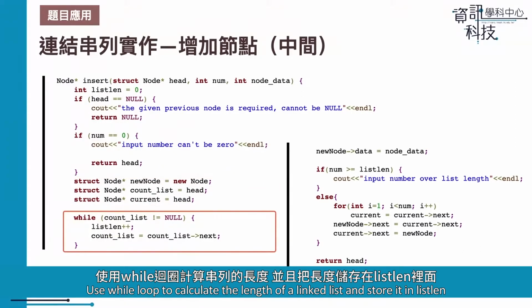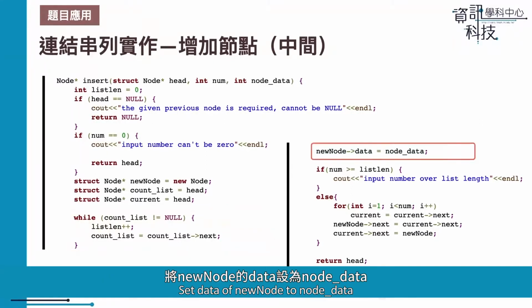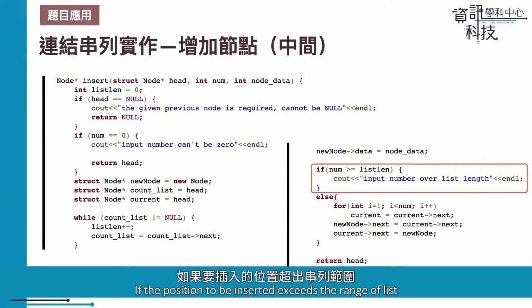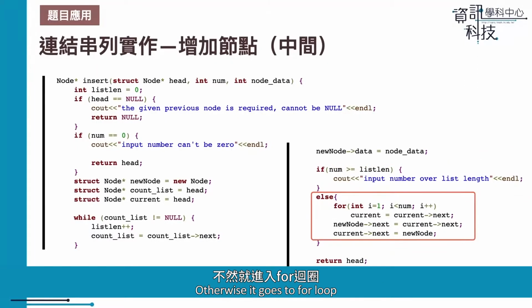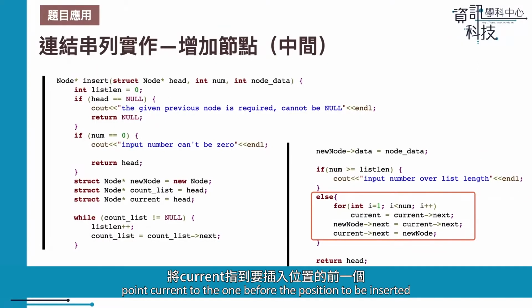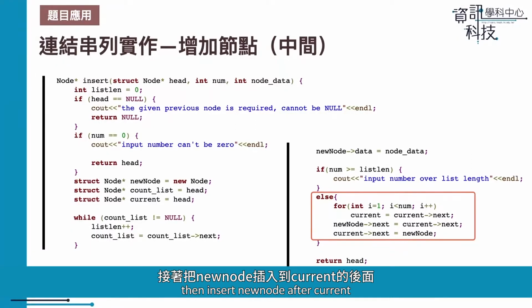Use a while loop to calculate the length of the linked list and store it in listlen. Set data of new node to node data. If the position to be inserted exceeds the range of the list, it would display input number over list length. Otherwise, it goes to the for loop, points current to the one before the position to be inserted, then inserts new node after current.